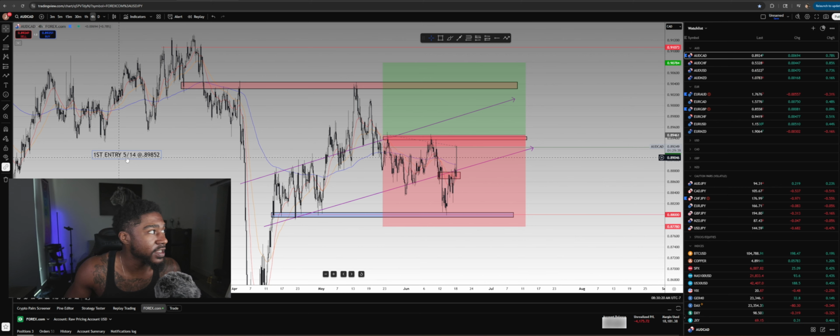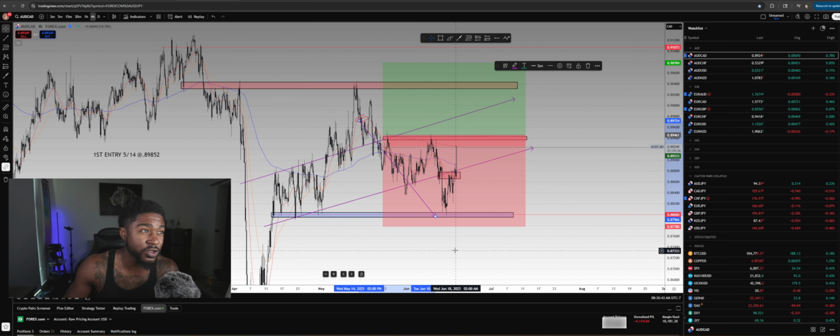I've been in this trade since May 14th. So I've been in this trade since this area right here. I got in. I want to say I got in somewhere in this area, 0.89852. So I got in way up here actually. I got in way up here and I went through this whole drawdown. I went $1,500 in drawdown on this trade, I believe.